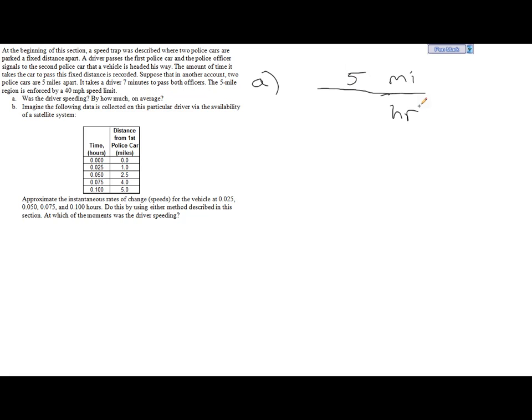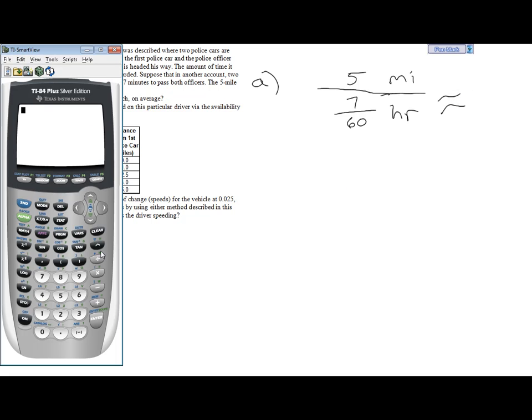So how many hours do we have? Well, we have 7 minutes, and 7 minutes represents 7 out of 60 minutes, which forms an hour. So it's 7/60ths of an hour. So this is a real quick way to do it. Otherwise, you could do 7 divided by 60 and plug that number in down here.